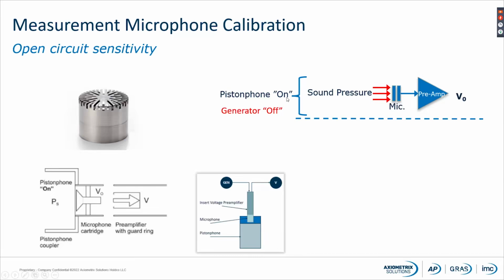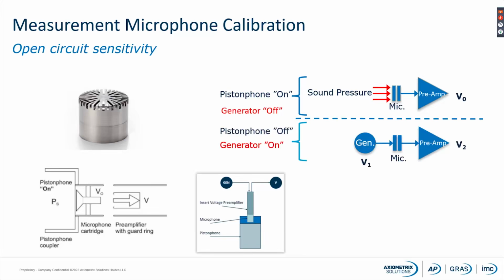When we would like to find the open circuit sensitivity of a microphone capsule, first of all we switch on the piston phone and then measure the output of our preamplifier on which we have mounted our microphone. So the microphone will work as a standard microphone. It will receive the pressure and give us an output voltage, and this output voltage can be measured on the output of the preamplifier as V0.